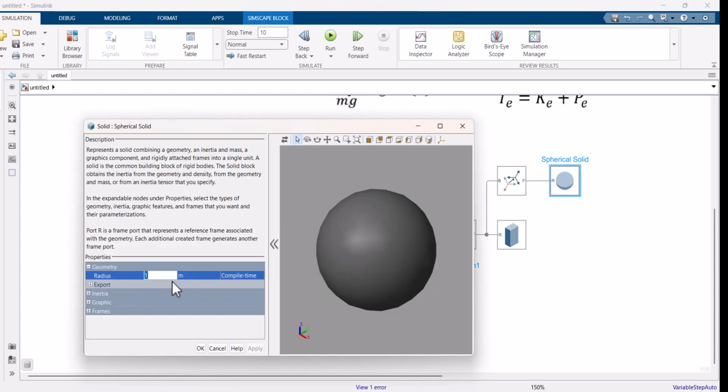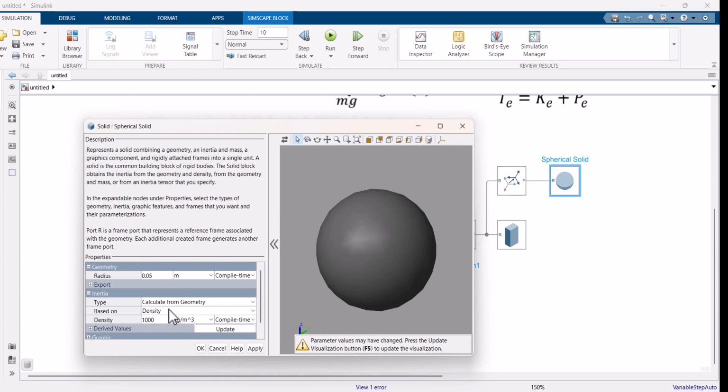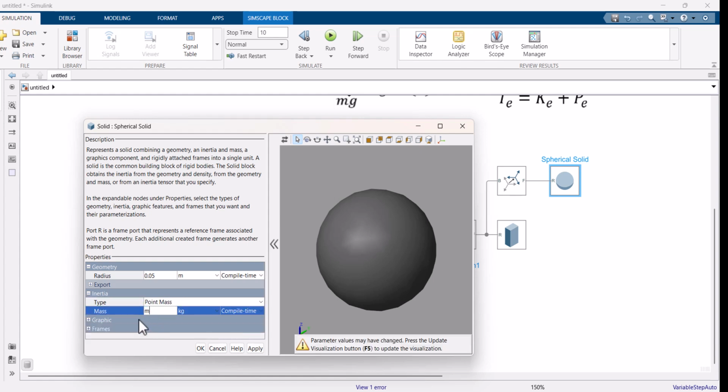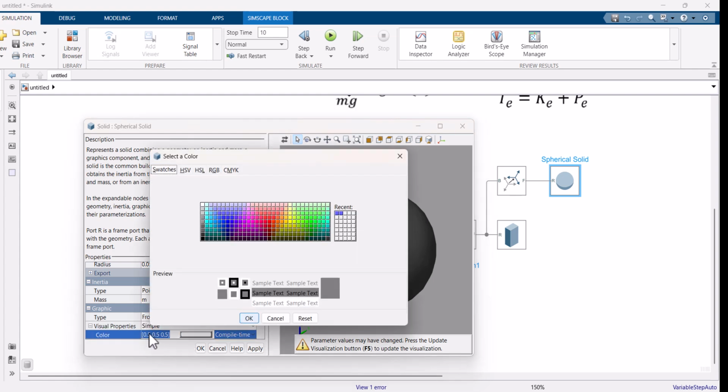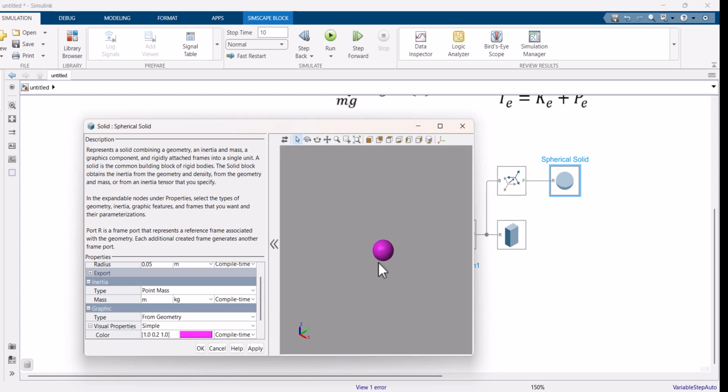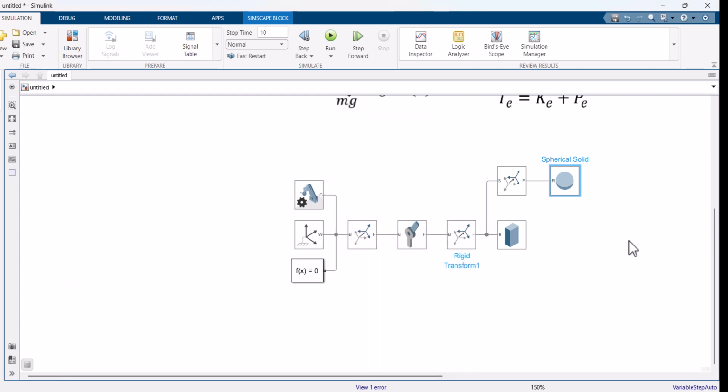You can change its radius to be anything, maybe 2.05. It is not important because the important thing is the inertia. And in the inertia, I can go to point mass once again, and its mass will be m because we have already defined it. And now let me change its graphic as well, and let me make it a bit purple. So this is the pendulum bob which I have modeled. Okay, so press OK, and that's it.